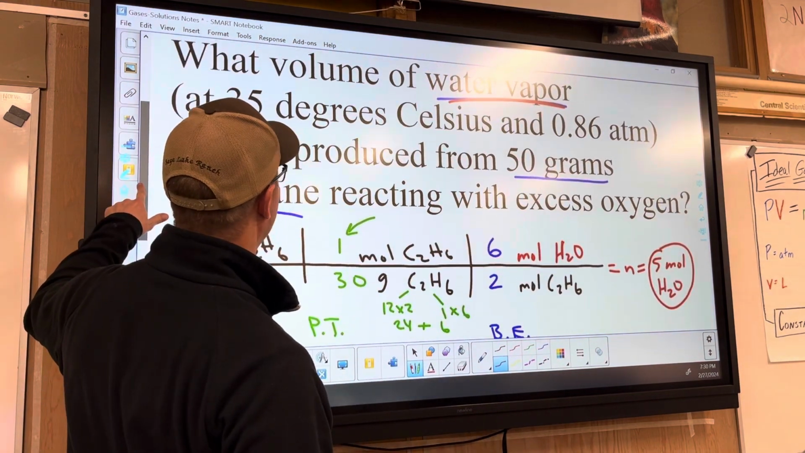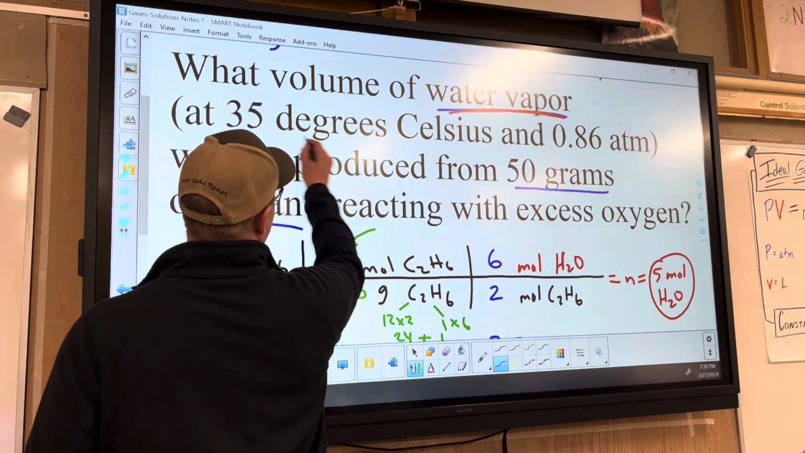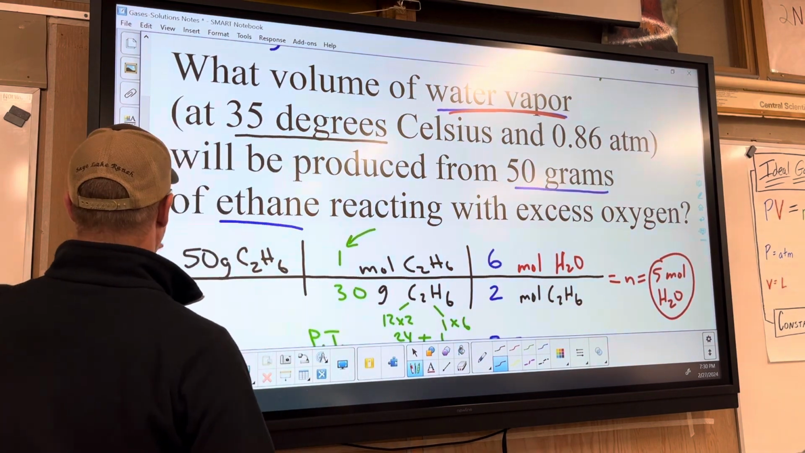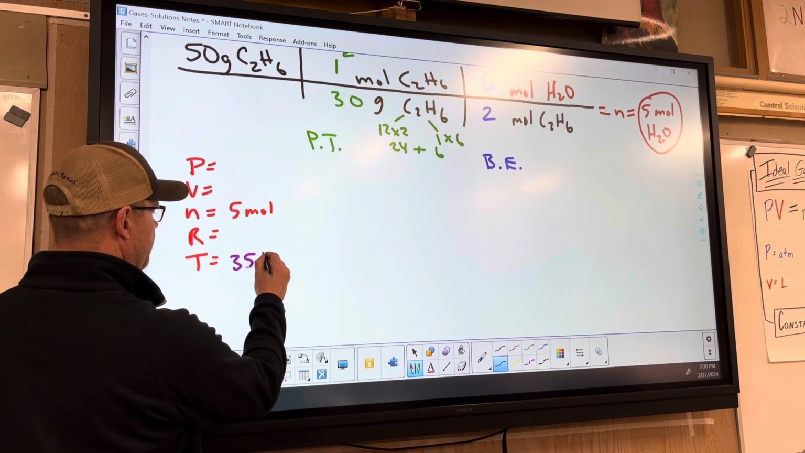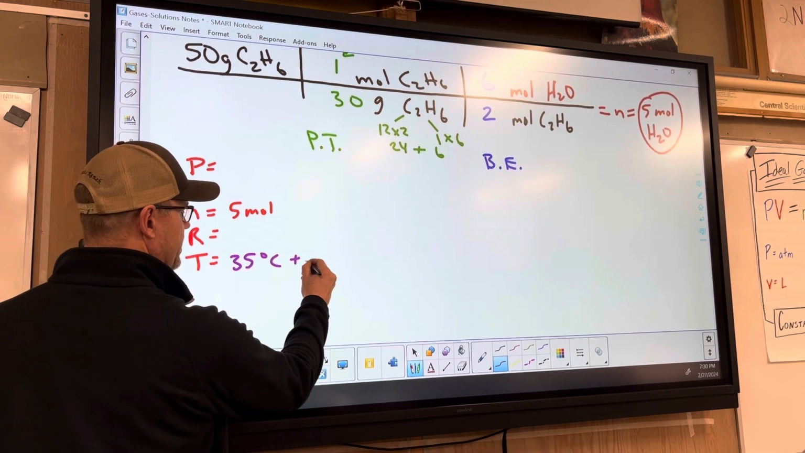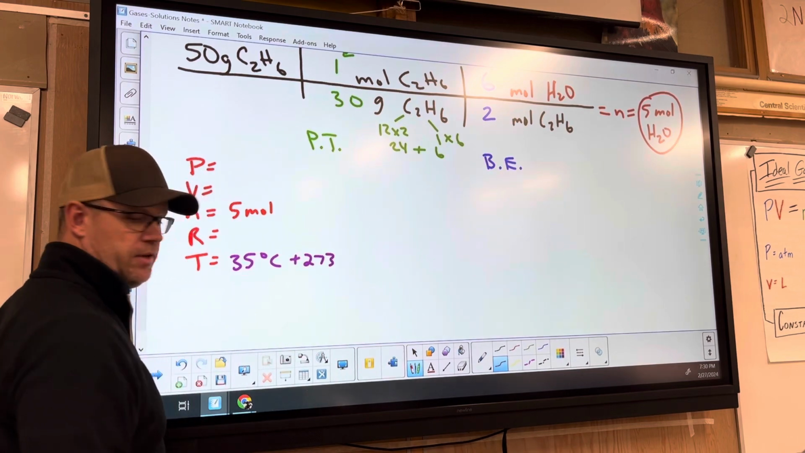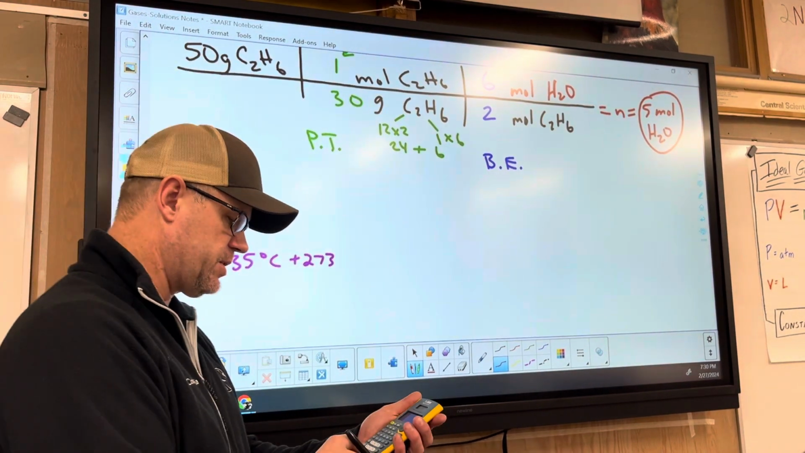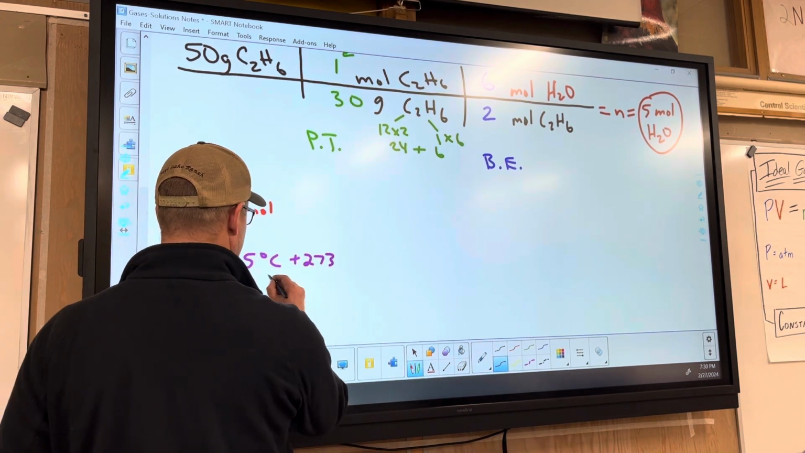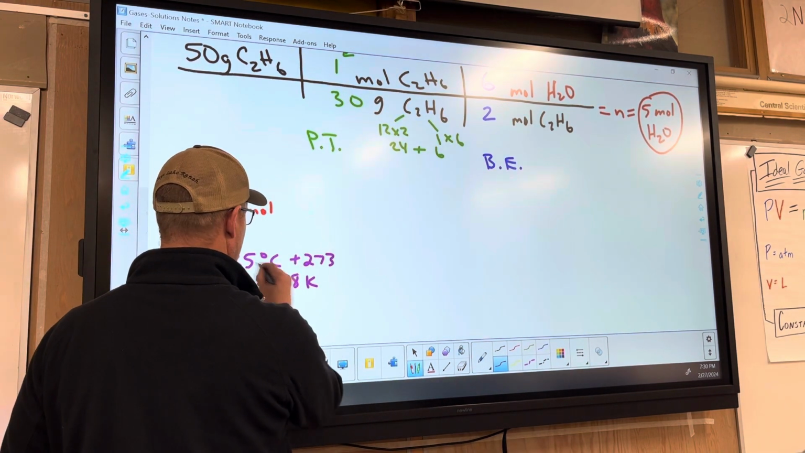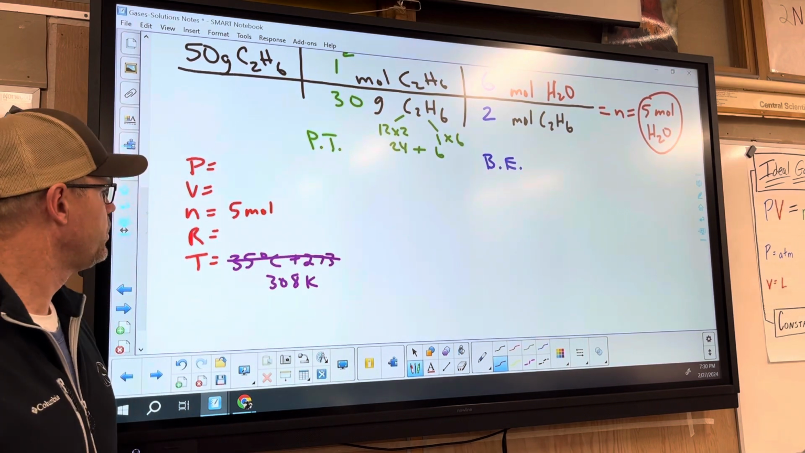We go up here and it looks like we've got 35 degrees Celsius. That's our actual temperature. You guys know we have to add 273 to that to turn it to Kelvin. So 35 plus 273 looks like it's 308. So there's our Kelvin temperature. That's the one we'll use.